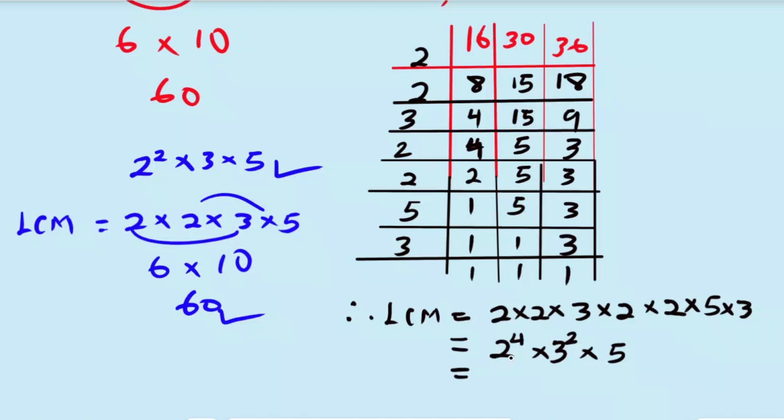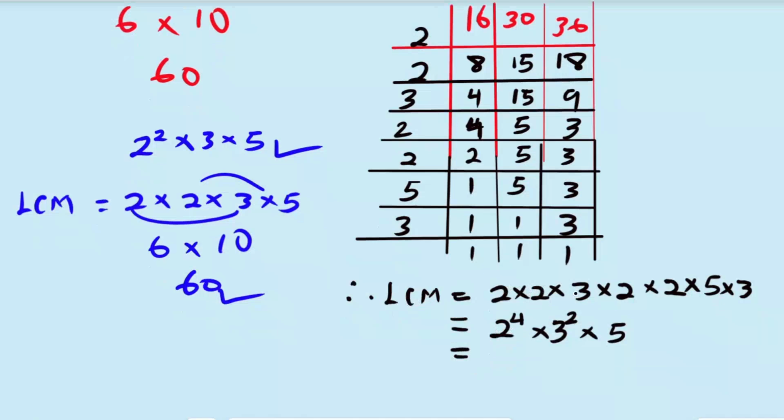But if you want to write it in a standard form too, that is also allowed. So let's multiply. Before we do the multiplication, you see, 2 times 5, that's going to be 10. So that will make the multiplication easier. So let's multiply. 2 times 2 is 4. 4 times 3 is 12. And 12 times 2 is going to be 24. 24 times 3, that's going to be 72. So you have 72 times 10, which is 720.